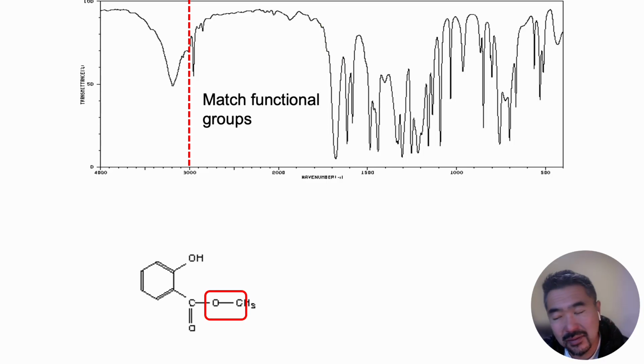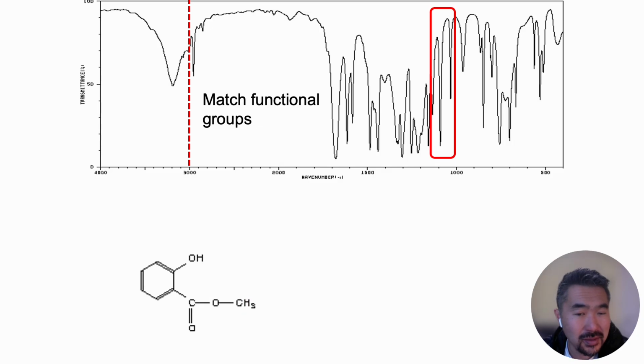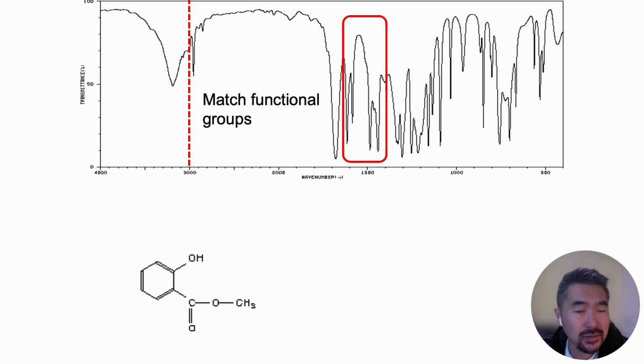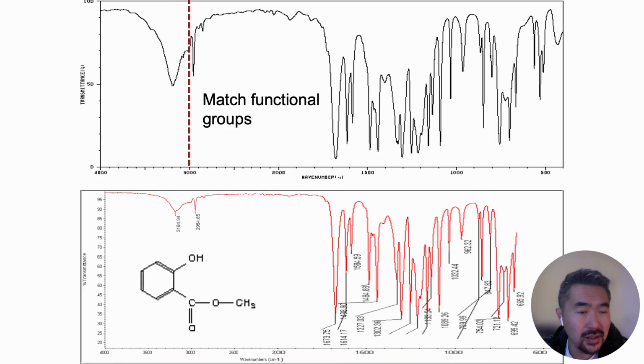And then this falls into the fingerprint region, so I don't need you to be able to identify it. But the oxygen-carbon bond often shows a strong peak around 1100 or 1200. More importantly, around 1500 to 1600, we see the C=C double bond stretches. So altogether, that seems to be the right spectrum for this.